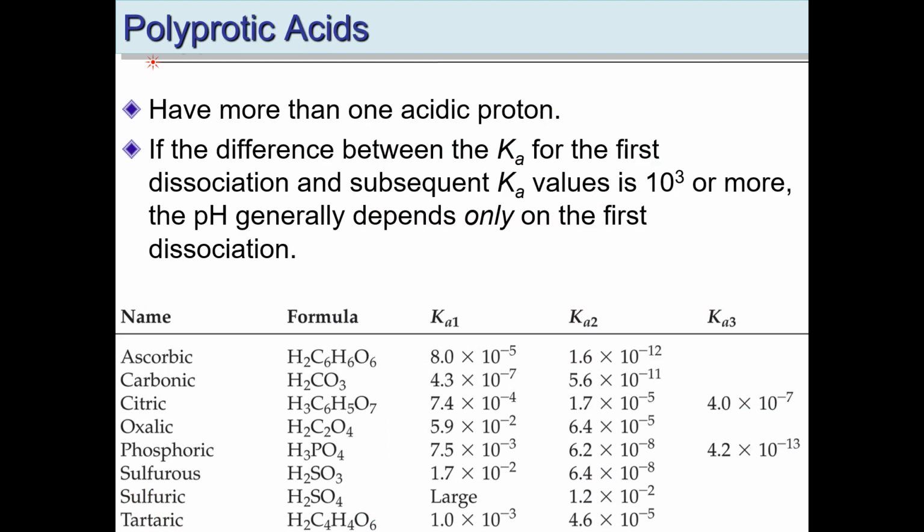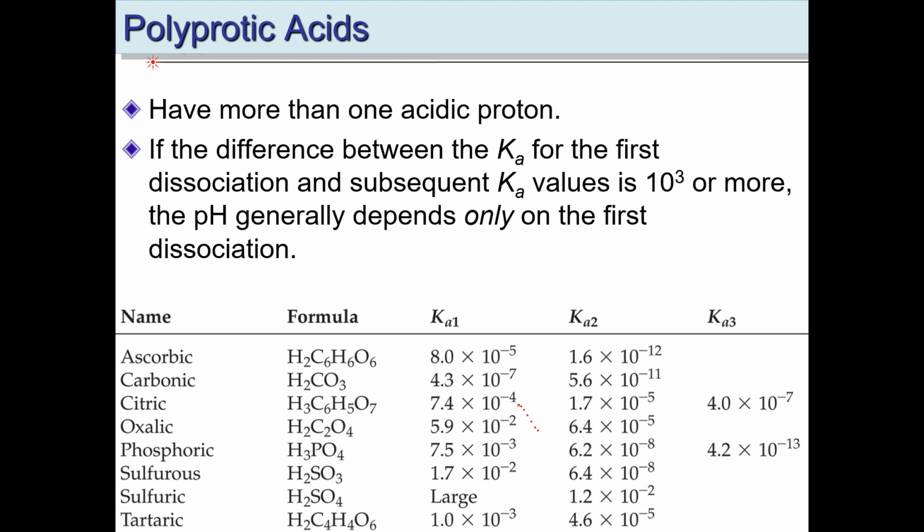Polyprotic acids. Now, if you look at these, there's a table of some polyprotic acids, and if you'll notice the exponents, citric acid is great. You got 10 to the minus 4, 10 to the minus 5, and 10 to the minus 7. These are actually a little close together. But most of the time, they're at least 2 orders of magnitude apart, like here, from 2 to 5.